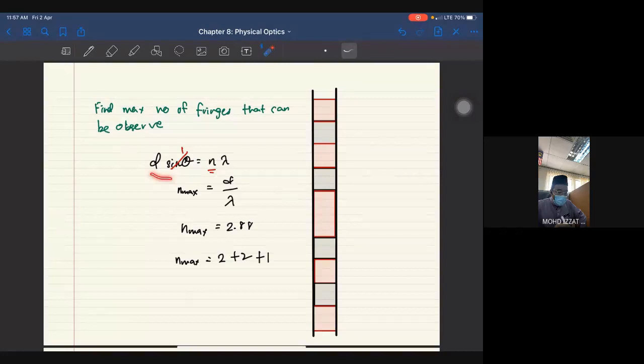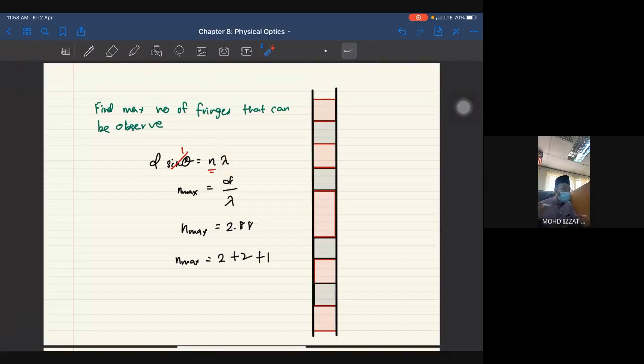Okay, use the equation d sin theta equals n lambda. For a single slit, you use a: a sin theta equals n lambda. Maximum number of fringes means you want to see the maximum order. So you want the maximum value of n. n is maximum when sin theta is maximum, because d and lambda don't change. Okay, so sin theta is maximum when sin theta equals 1. It cannot be more than 1. So sin theta is 1, so they cancel, and you can get n max. So n max is d divided by lambda.